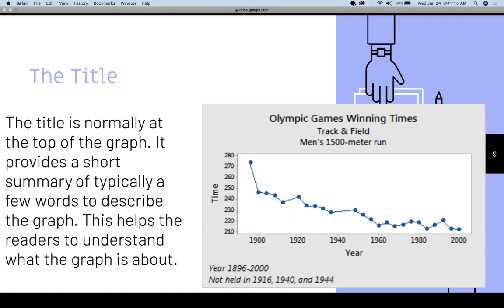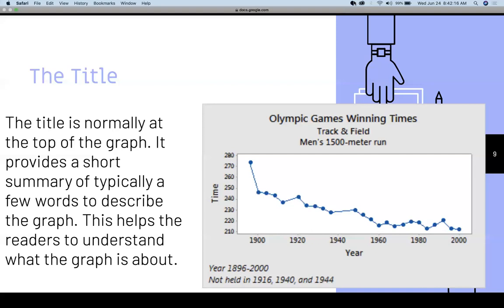What the title does is provide a short summary, typically a few words, to describe the graph. This helps the readers to understand what the graph is about. We can look at the title right now, Olympic Games winning times. From that, we know what the data will tell us. We know it's the year and we know the time. We know the distance isn't changing, so it's just the years changing and the time changing, and we can see that from the graph, the years by time.